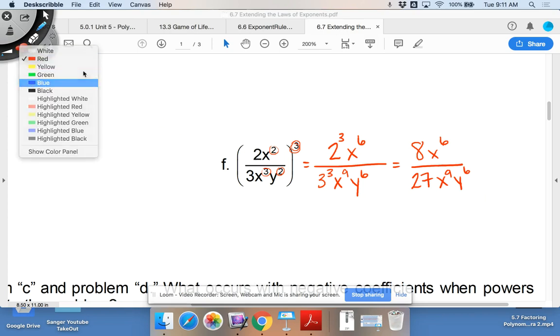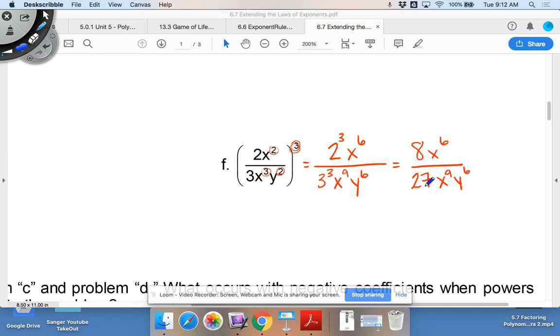So I'm going to first look at our coefficients and see if we can reduce those, and the answer is no. Then I check, do I have any same bases? And yes, I have x's and they're being divided. So I would get 6 minus 9 is negative 3. I'm running out of room over here, so I'm going to go down here. It would be 8x to the negative 3 over 27y to the 6.